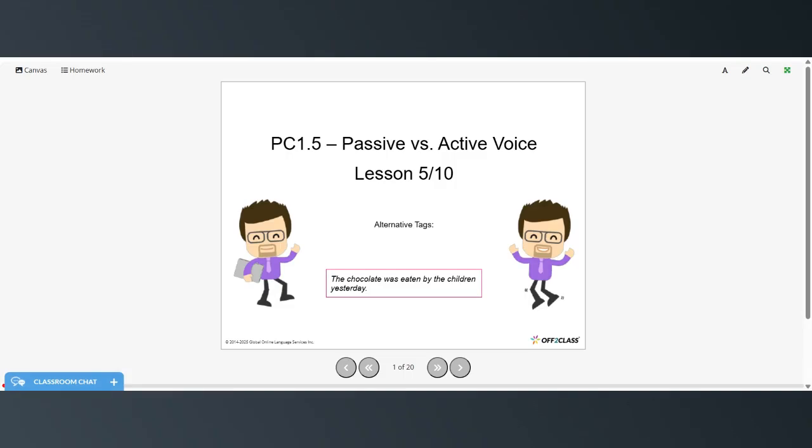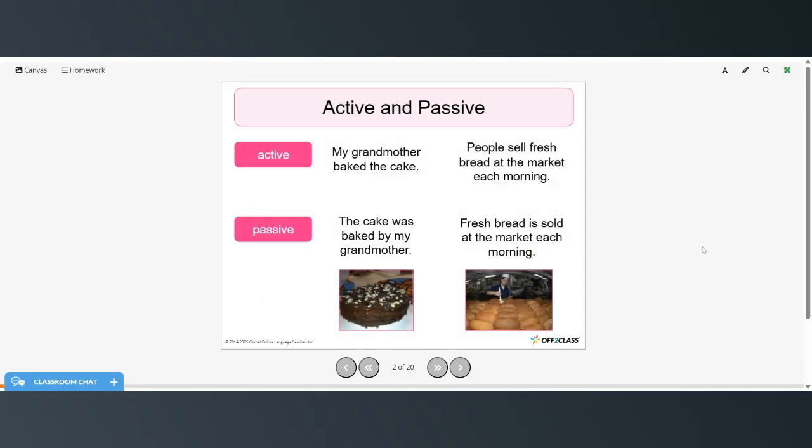Welcome to today's video. This is a B1 level grammar lesson, and we're continuing our study of the passive voice. And today we're going to be comparing passive and active voice. So here are some examples of active and passive.